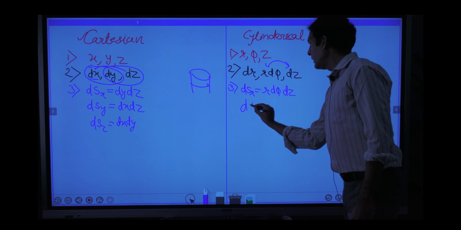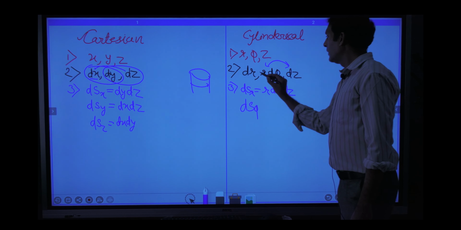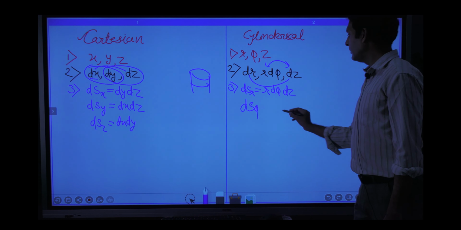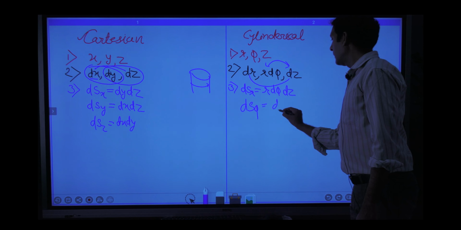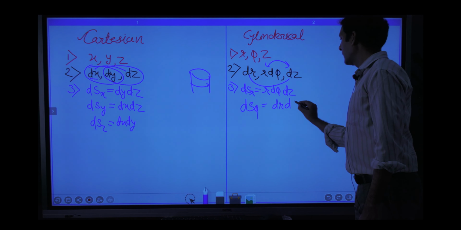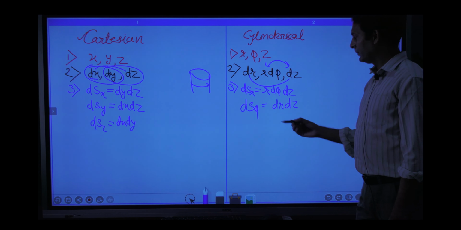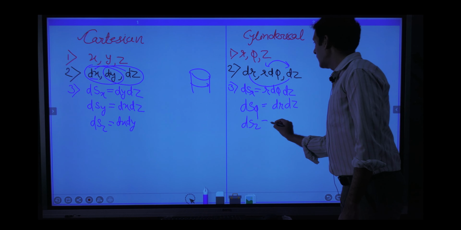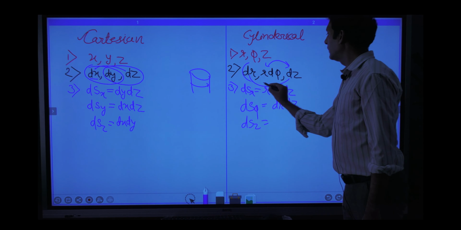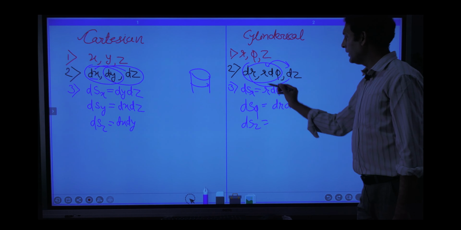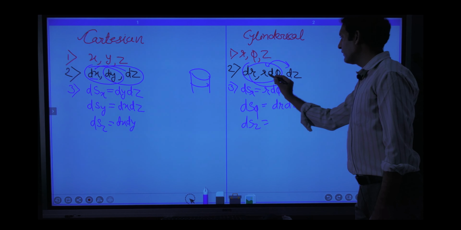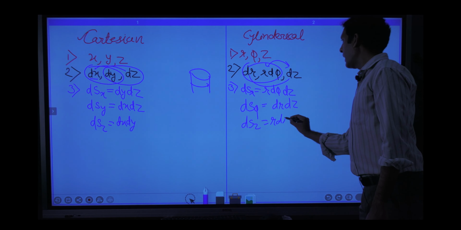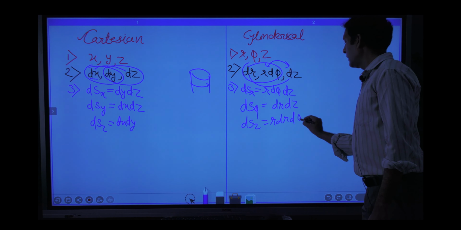What is another differential surface? Second one is ds phi. So it will be the product of the remaining two. So that will be equal to dr dz. Third one, dsz. dsz will be the product of the remaining two. So it will be the product of dr and r d phi. First we will write r, then dr and d phi.